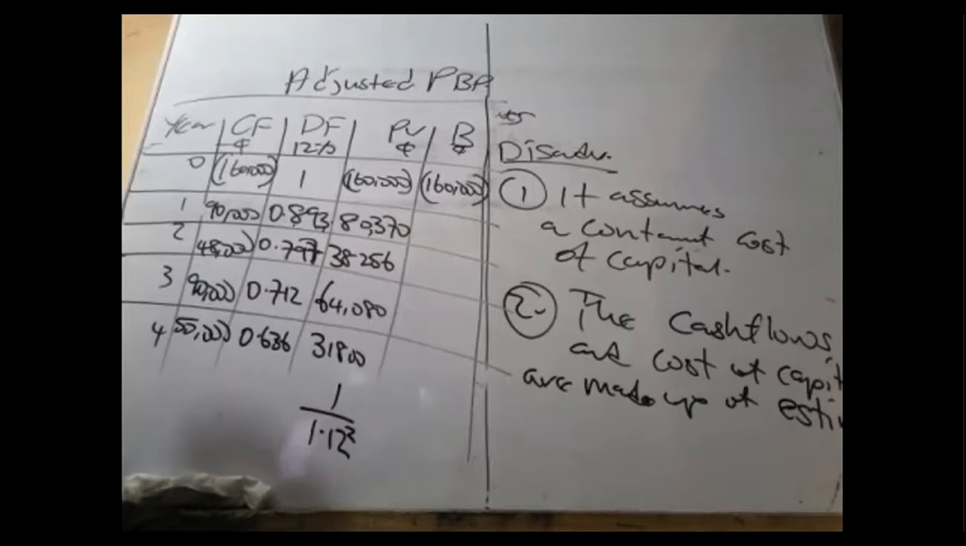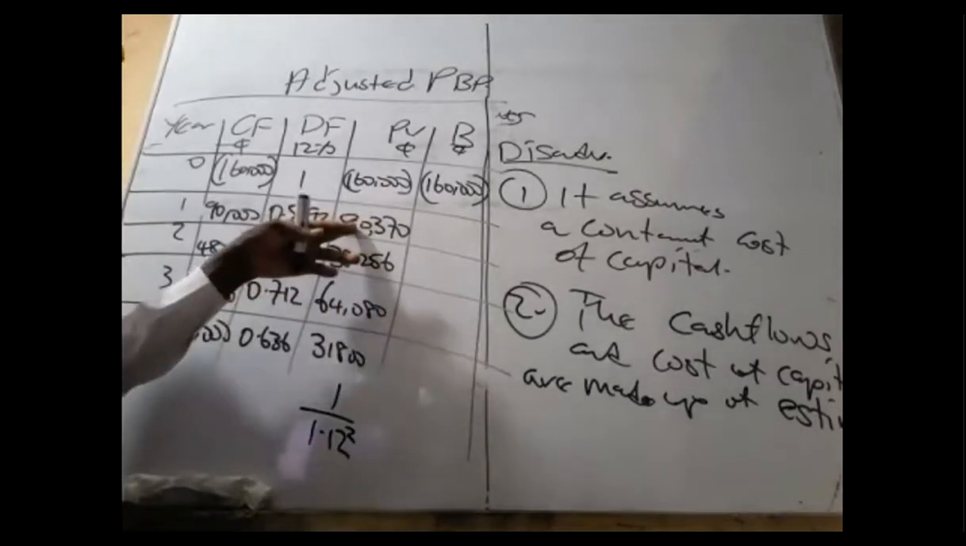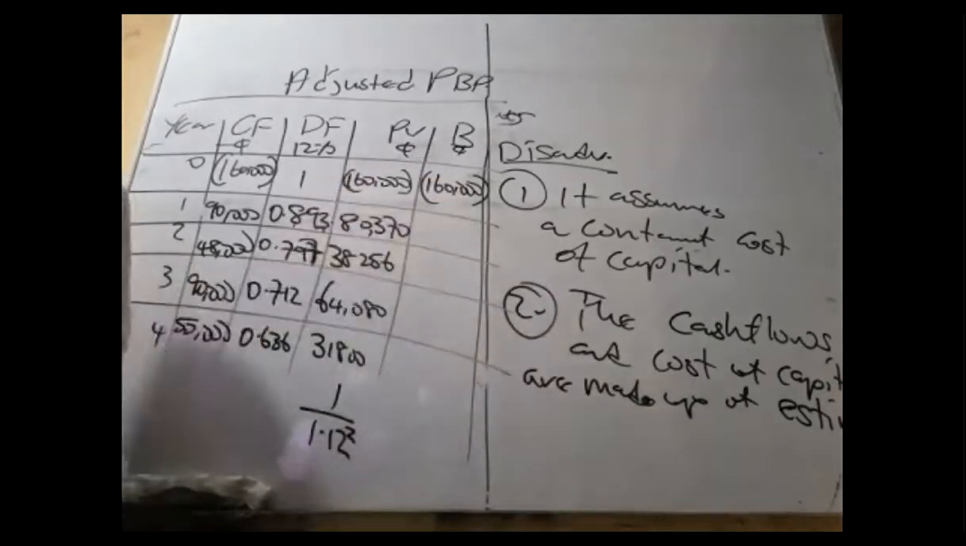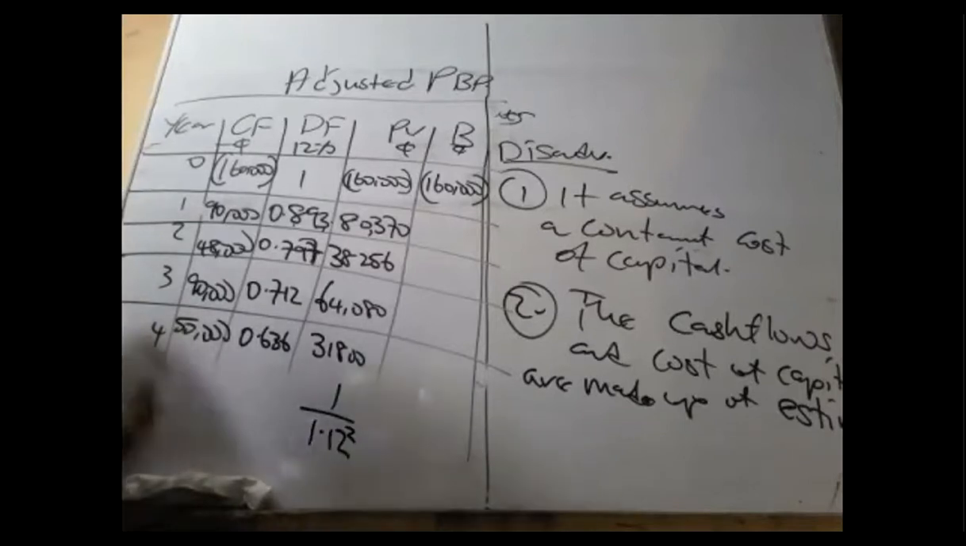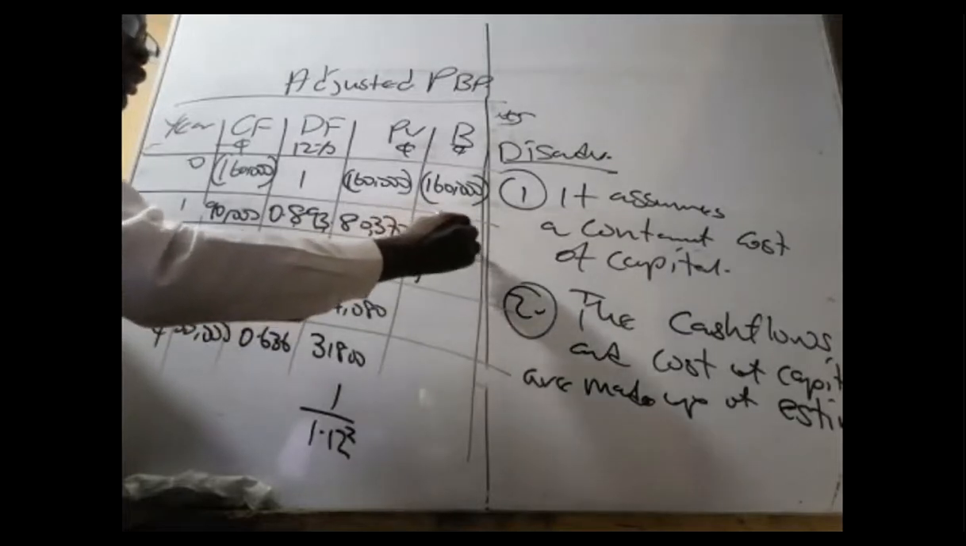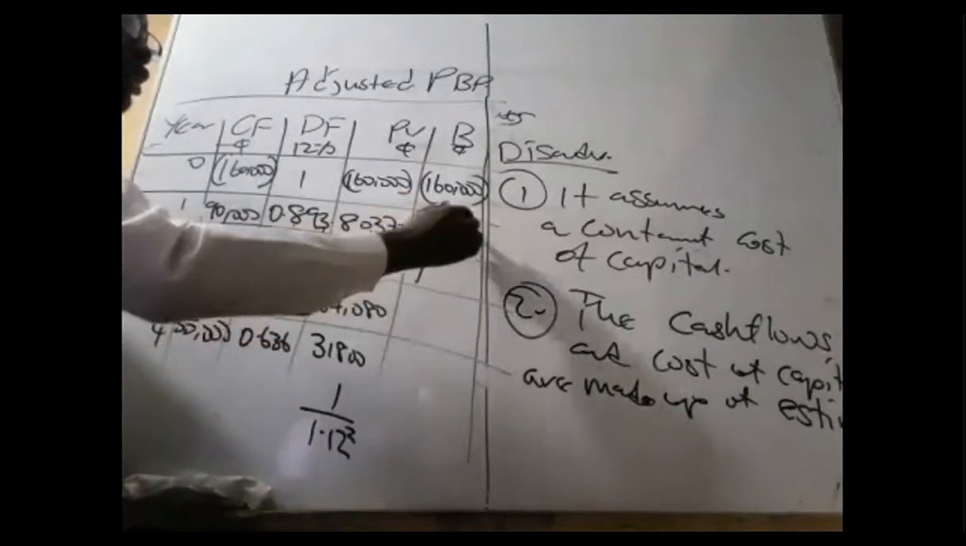So it means that when we take the 80,370 to offset some part of the 160,000, what will be the remaining balance? The remaining balance will be 160,000 less the 80,370, which is 79,630. So this is the balance left.